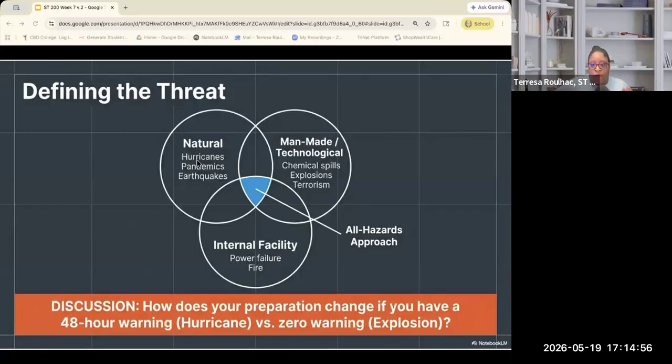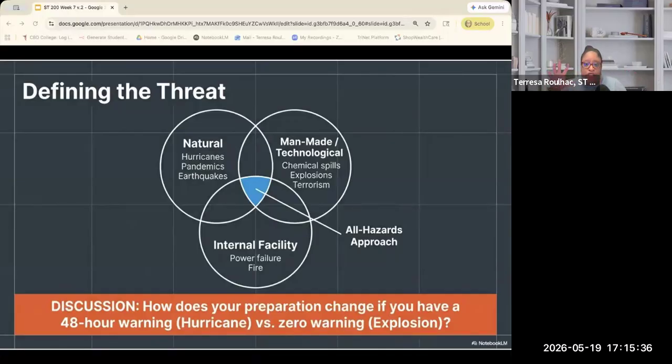Natural: hurricanes, pandemics, earthquakes. Man-made, or technological. So you look at chemical spills, explosions, terrorism. Internal facility. Now, a power failure or a fire. Notice something important. Internal disasters do not require the outside world to collapse. Sometimes the crisis is inside of the building.